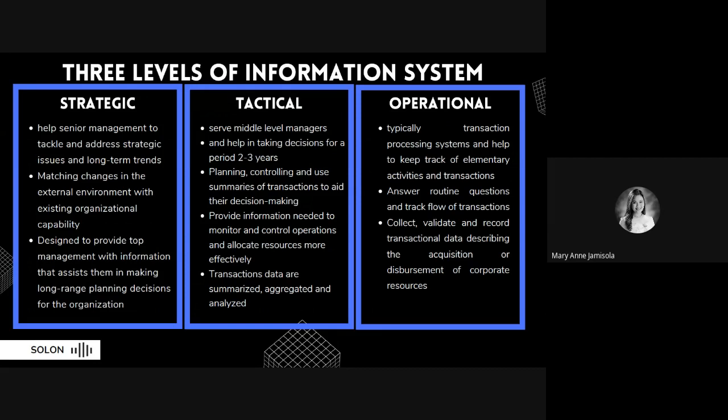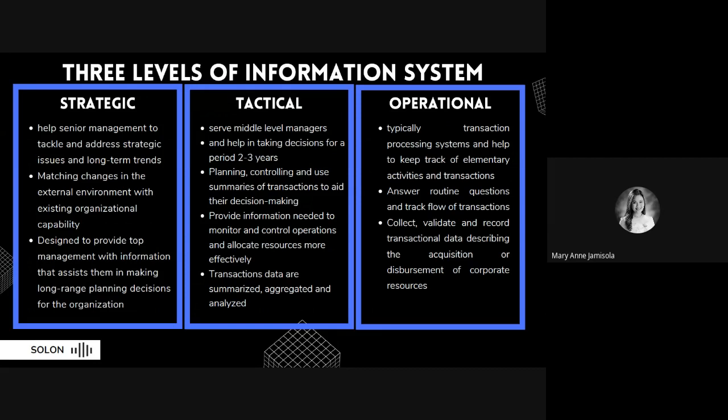So it will answer the questions: what will be the cost trends? Where will our firm fit in? What products should be made, etc. In other words, these systems are designed to provide top management with information that assists them in making long-range planning decisions for the organization.